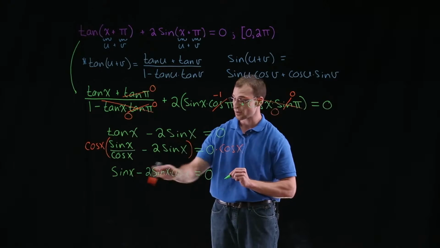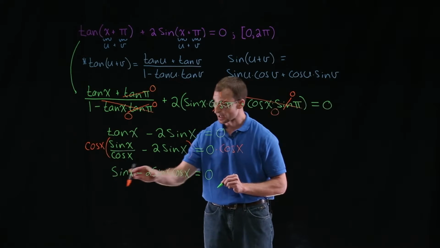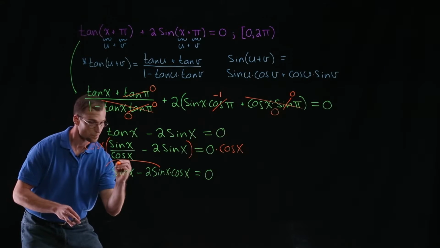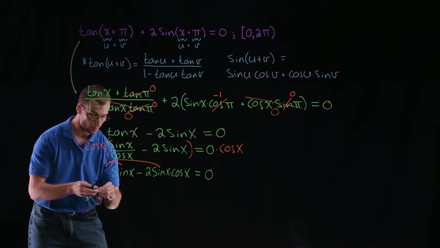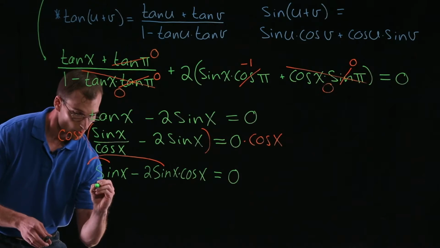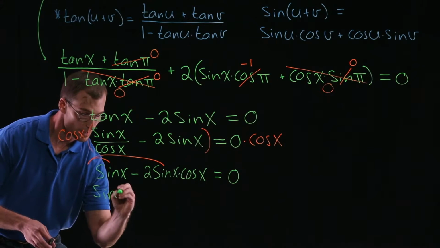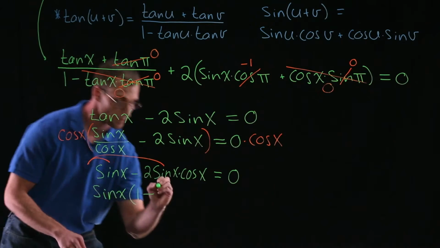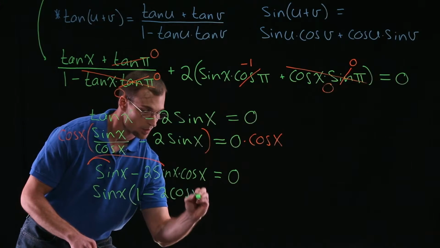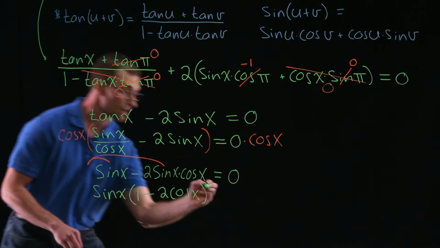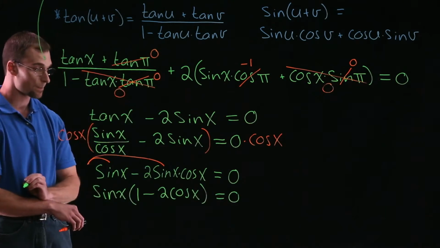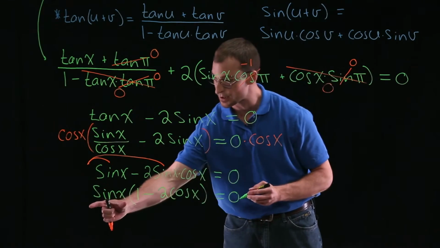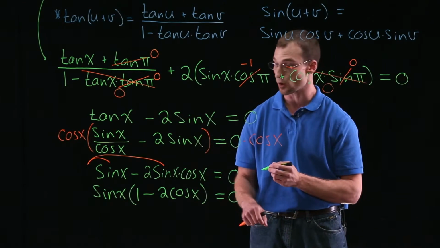Okay, now we're in a good position to factor this. Like we said, we can bring a sine out. So factoring out a sine is going to give us sine x times the quantity 1 minus 2 cosine x, and that is equal to 0. So we have it factored and set equal to 0. Like we said, now we can take each individual factor, set it equal to 0, and solve from there.